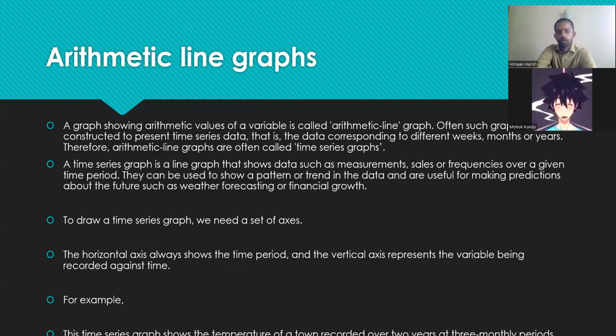A time series graph is a line graph that shows data such as measurements, scales, or frequencies over a given time period. They can be used to show a pattern or trend in the data and are useful for making predictions about the future, such as weather forecasting or financial growth.